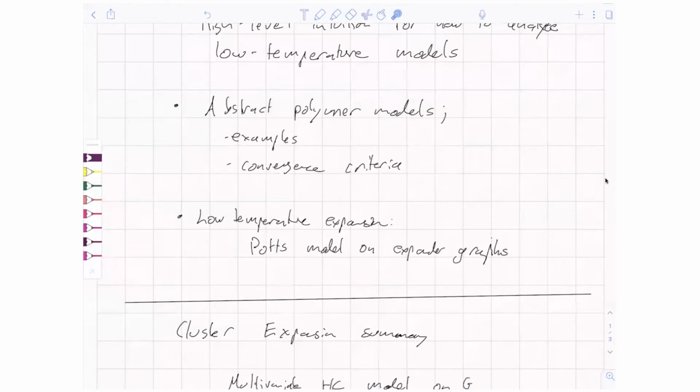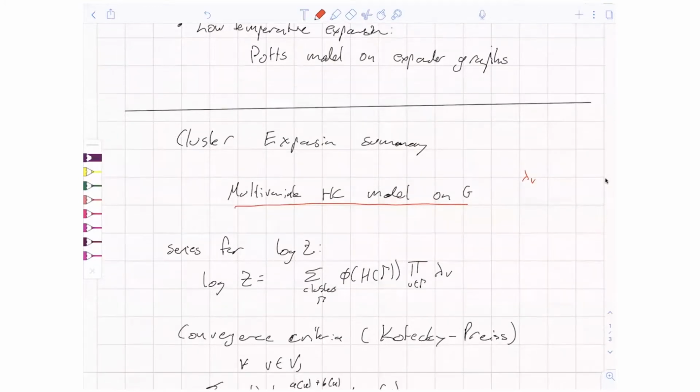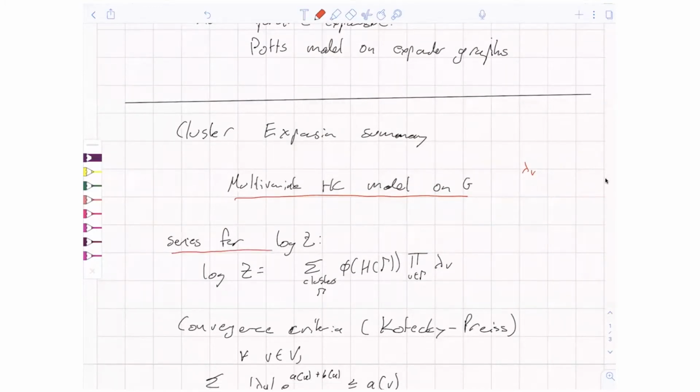We talked about the cluster expansion. The setting for the cluster expansion was the multivariate hardcore model on a graph. So we have this hardcore model of independent sets, but now we're thinking that each vertex v comes with its own fugacity or activity, lambda v, and they don't have to be the same. The cluster expansion, we said, was the multivariate Taylor series for the log partition function in the variables lambda v. Okay, and we showed what the form was.